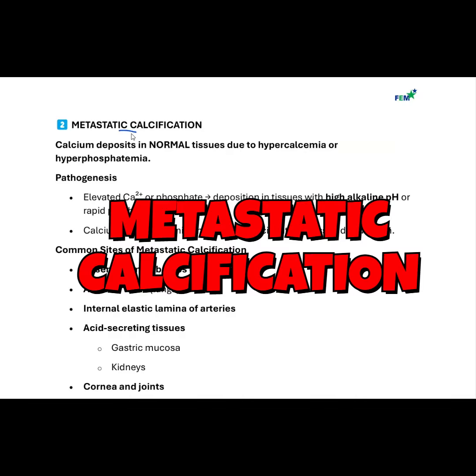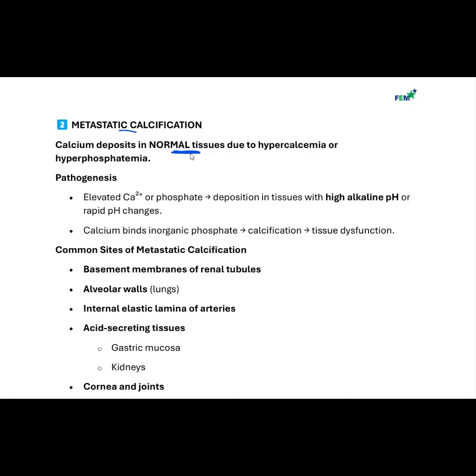Metastatic calcification. So this is when calcium deposits in normal tissue. Remember, as opposed to dystrophic calcification, whereby calcium deposits in necrotic, degenerated tissue. But here, calcium is depositing in a normal tissue. So the question is, why is calcium depositing in this normal tissue?